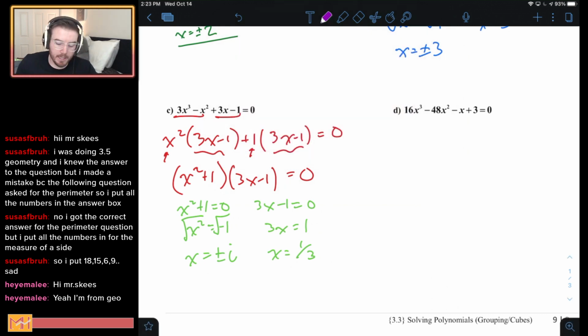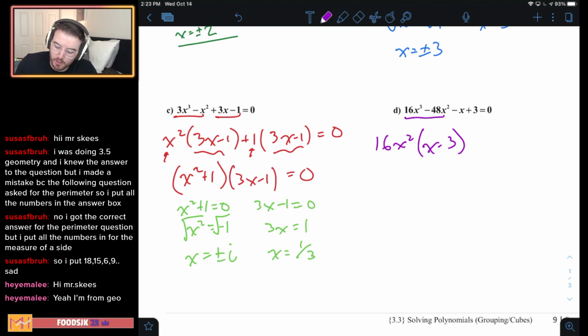Do it again, one more time. Look at the first two terms. You ask yourself, what's the GCF? You might look at that and say 2. You might look at that and say 4. You might look at that and say 8. You need the biggest one, so don't make the mistake of not choosing the biggest one. 48 is divisible by 16. 16x squared is the GCF. And I'm left with x minus 3. 3 times 16 is 48.